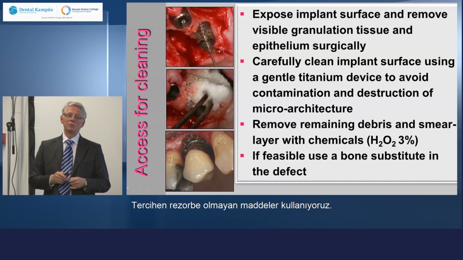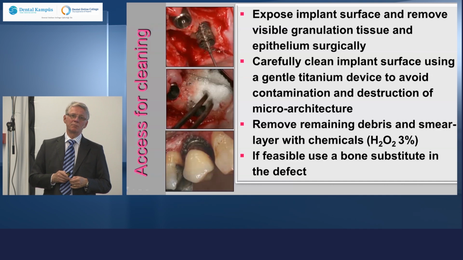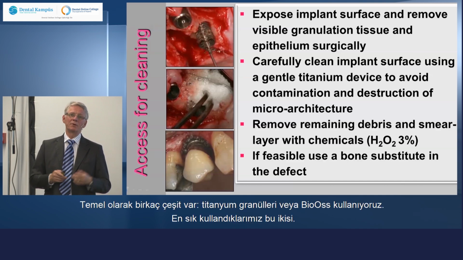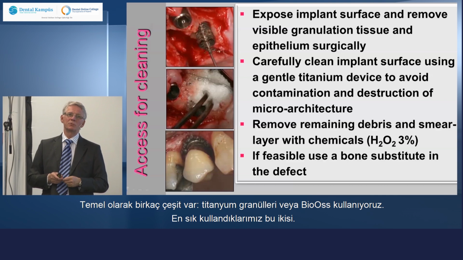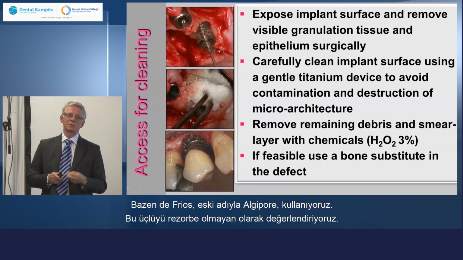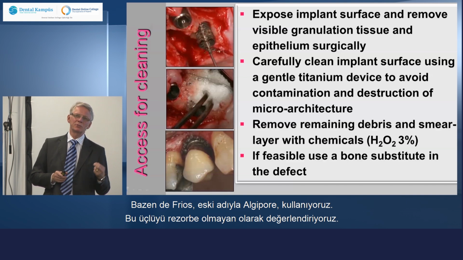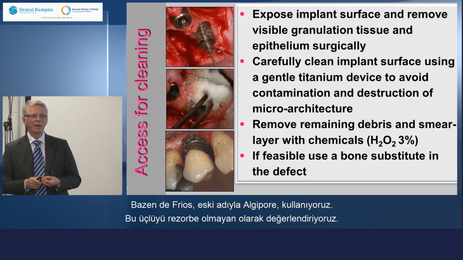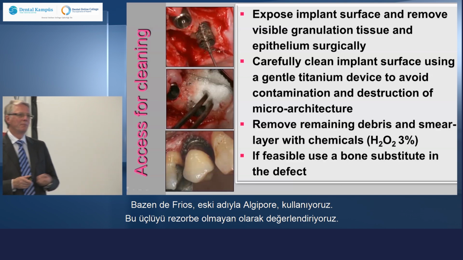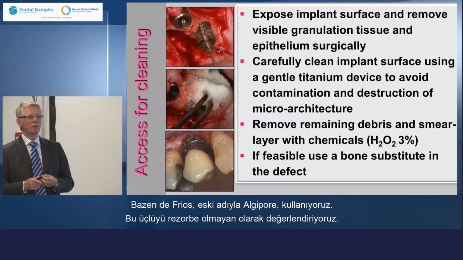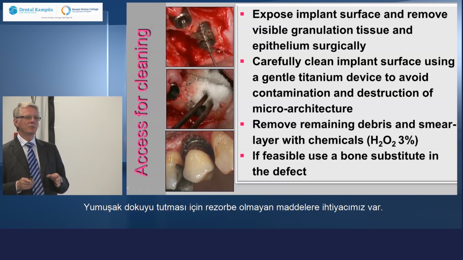Preferably, we are using non-resorbable types of materials. Basically there are a couple of ones we use. We use the titanium granules, we use the Bio-Oss, and those are the two most frequent ones. We also sometimes use the Frios, previously called Algipore. All those three we consider non-resorbable, and we want a non-resorbable material to keep up the soft tissue.